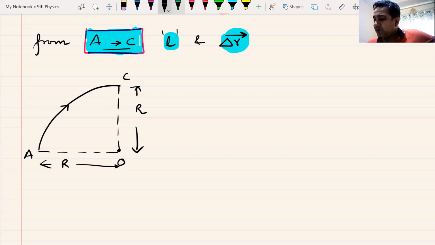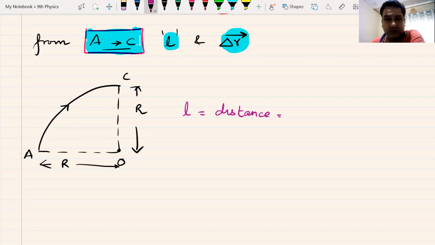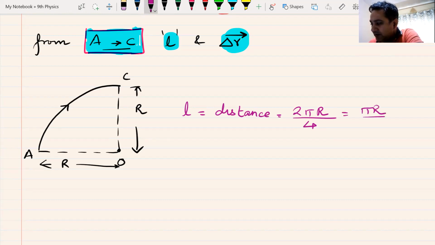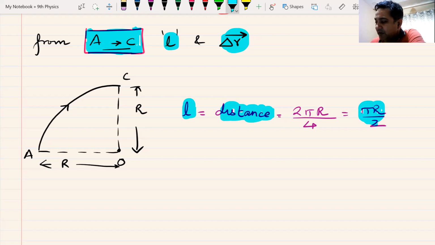Now, once we talk about the distance traveled, as you can see, this is 1/4 or quarter of a circle. So the distance traveled will be 1/4 of the circumference. Total circumference is 2 pi r. This is 1/4 of the circumference, half of half, quarter of a circle. And the tough answer is pi r by 2. That is the distance traveled by this particle.